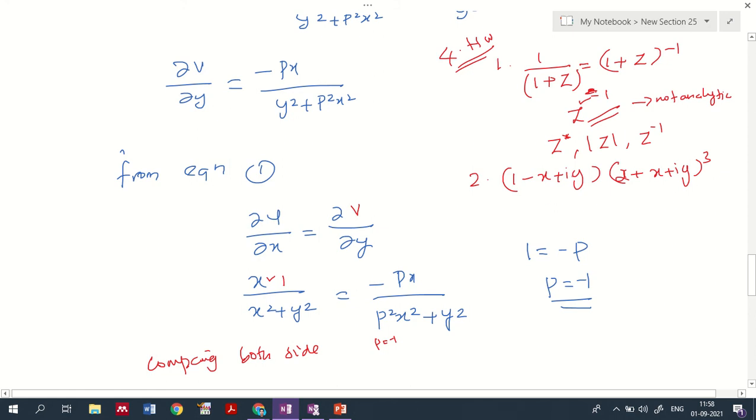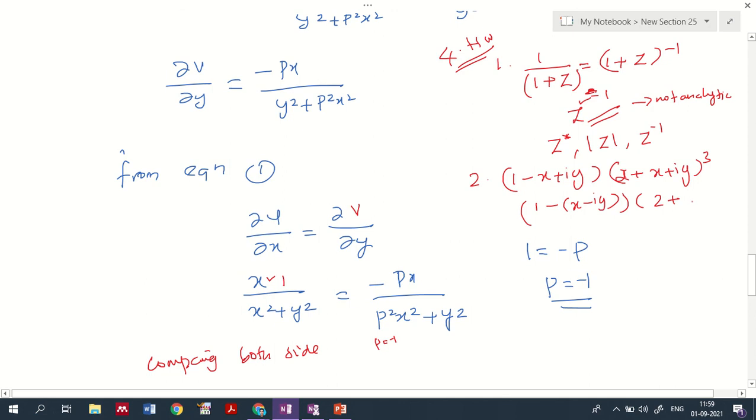So how do I represent this one? This is simple. What is 1 - x + iy? I can write it like this: 1 - (x - iy), into (2 + x + iy).